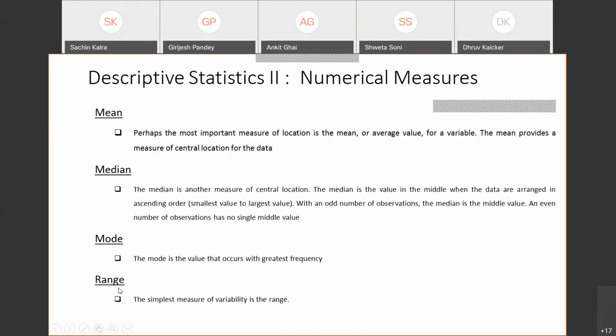Then we have the fourth pillar of numerical measure, the range. Range is the simplest measure of variability. When I say variability, many terms arise from it. Variability comes from variable, and a variable is basically a column which has certain information. This column has variability, and this variability is denoted by either range, or variance also comes out of it. So variable, variability, variance, these are all related together.